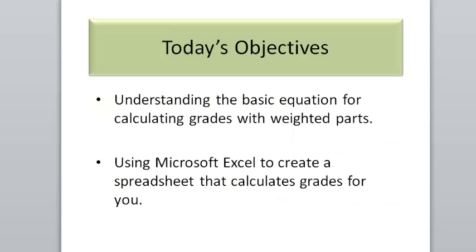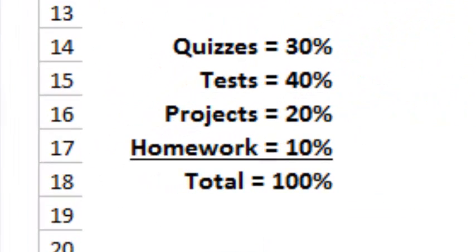Today's session has two objectives. First, I will explain the basic equation for calculating grades with weighted parts. And then I will show you how to use Microsoft Excel to create a spreadsheet that calculates the grades for you. Here you can see the formula that I use to calculate their grades, where quizzes are 30%, tests are 40%, projects 20%, and homework 10% of their total grade, which adds up to 100%.